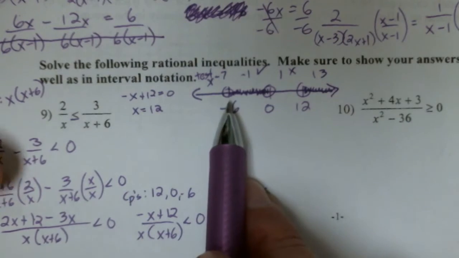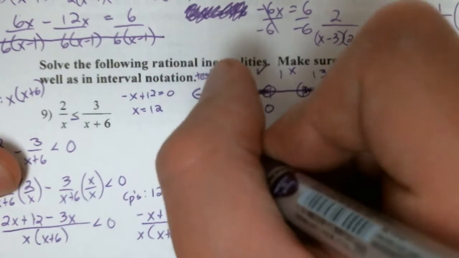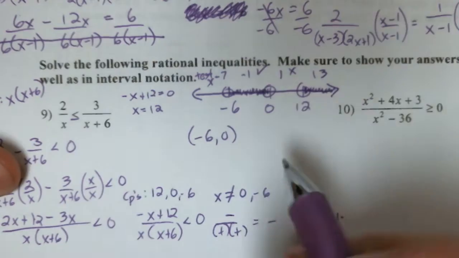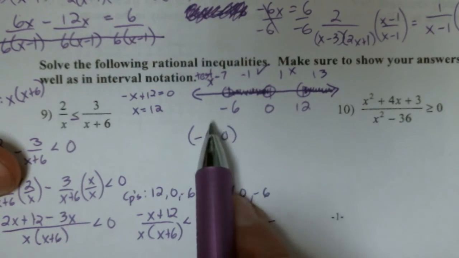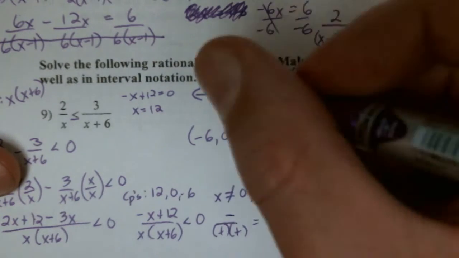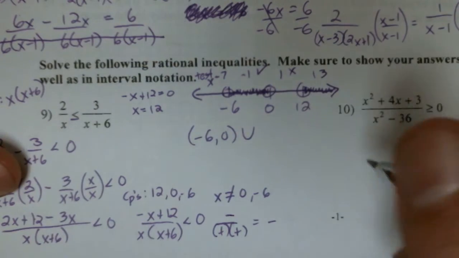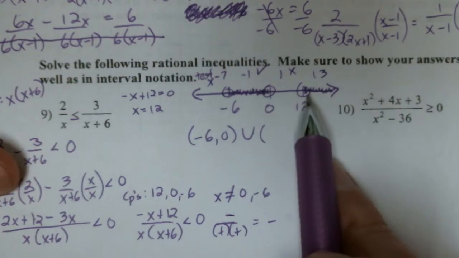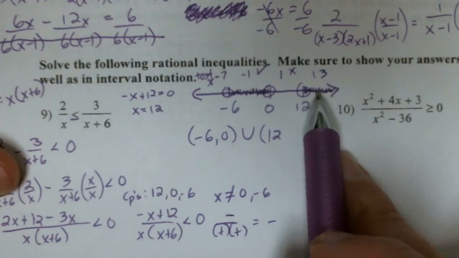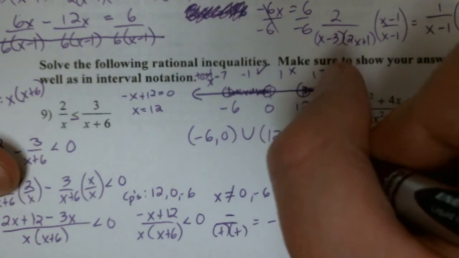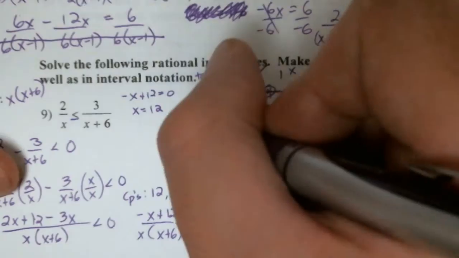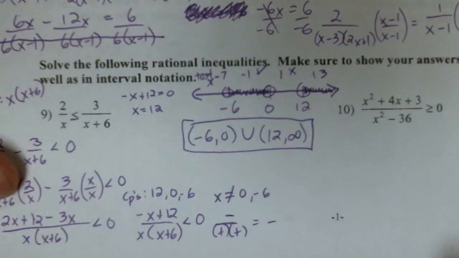All right, so I'm going to use the interval notation from -6 to 0, but I'm going to use parentheses because we have open dots. If it were a closed dot, that would be a bracket. There's a gap, so there's our break, union, and then I'm going to pick it back up at 12, and everything after 12 until infinity works. And there is my interval notation.